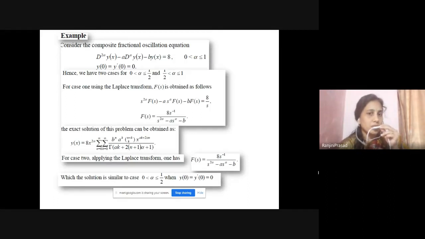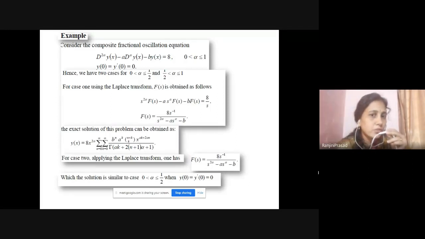Ordinary differential equation, you know. I think you have studied that. So the same way we are going to apply the Laplace transform on this fractional equation, and apply the formulas we have studied for the Laplace transform of fractional derivative. Apply that, and you will get the equation like this.